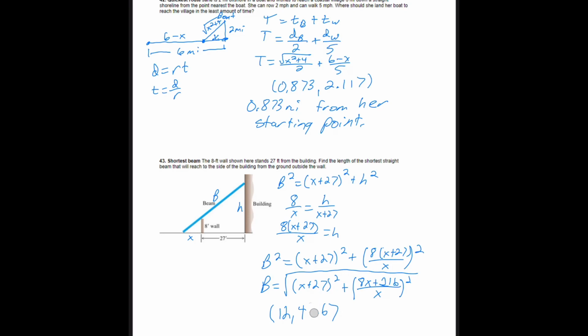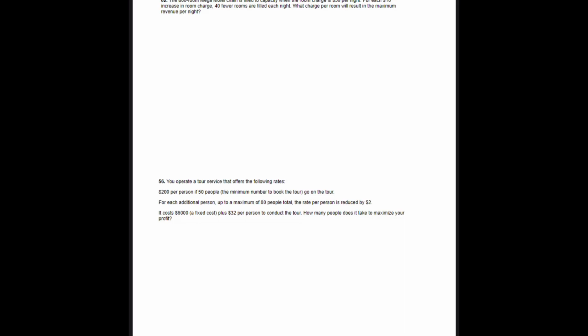So the answer is 46.87, which I may have written wrong. No, 46.87, sorry. So that means x is 12, so this little piece needs to be 12 feet, and then the total length of the beam, the shortest the beam can be, is 46.87 feet long.